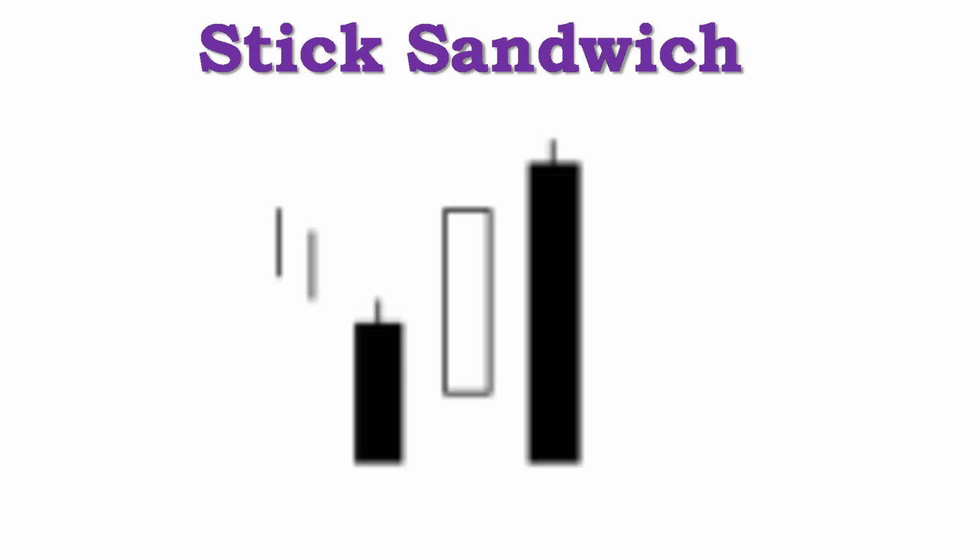Next candlestick pattern, stick sandwich. A bullish reversal pattern with 2 black bodies surrounding a white body. The closing prices of the 2 black bodies must be equal. A support price is apparent and the opportunity for prices to reverse is quite good.